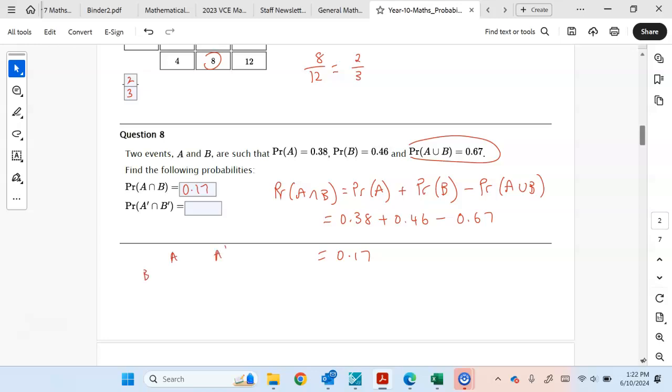All right, so we've got B, not B, and A, not A. Just filling that in, we've got 0.38 and 0.46 here, and then we did 0.17. Remember, they all have to add up to 1. So basically, we want this value here, so we can just complete our two-way table.